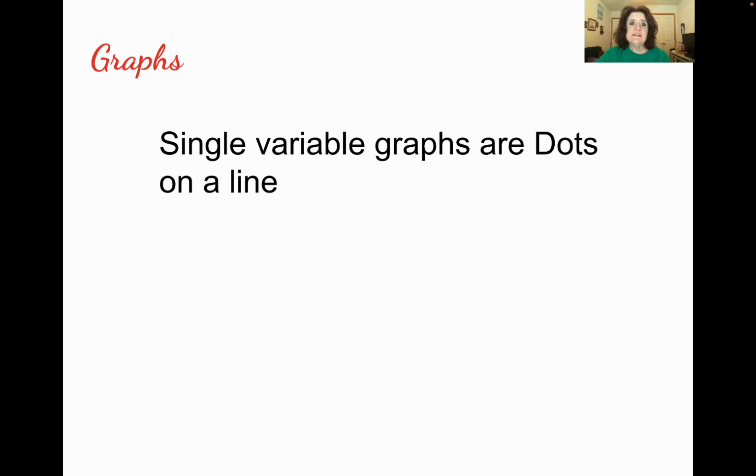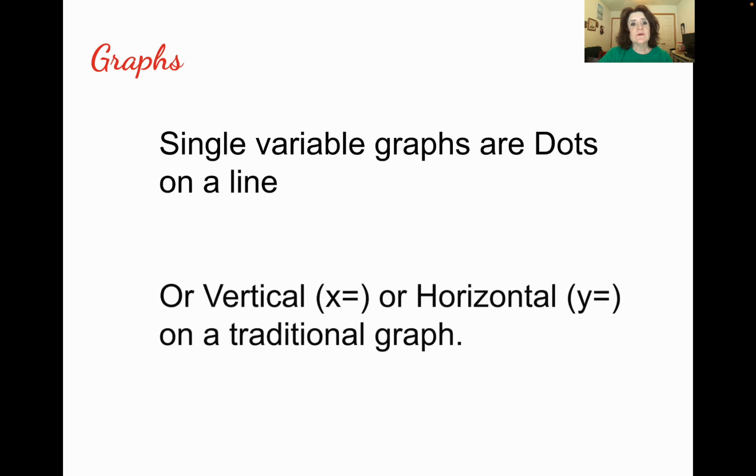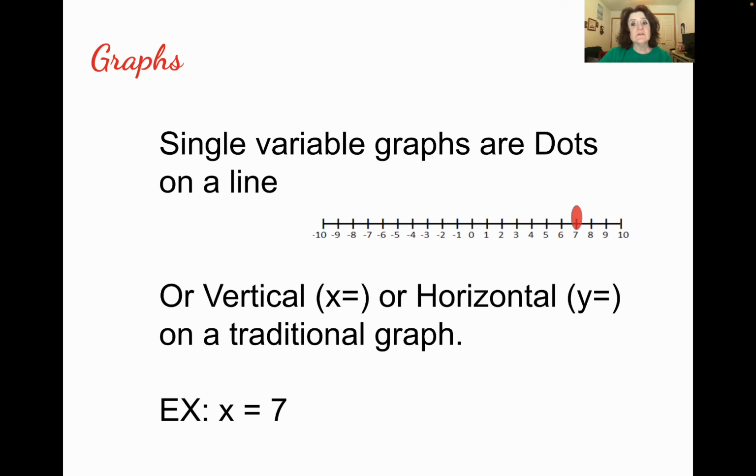All right, so the last thing we want to talk about is graphs. When you go to graph a single variable, it is either a dot on a number line or a vertical line for x equals equations or horizontal for y equals equations on a traditional graph. So in the example x equals 7, on a number line, you would literally just put a dot at 7. On a graph, you would draw a vertical line because it's x equals 7. So you draw a vertical line at 7. That's what you're going to be doing on your assignment today.